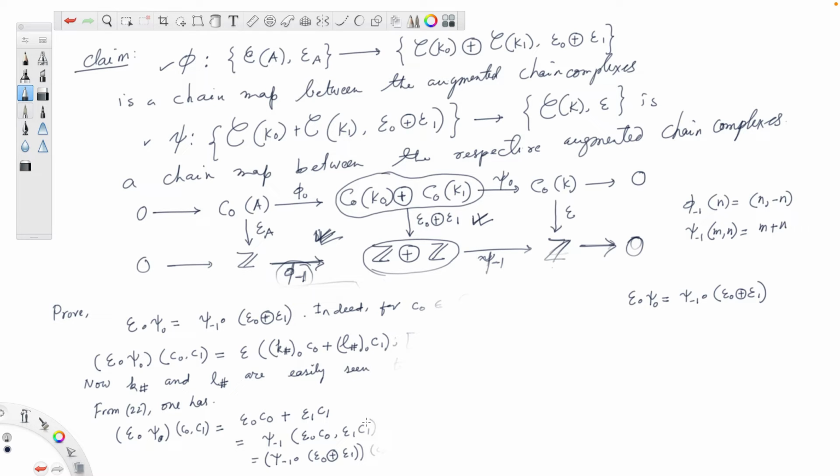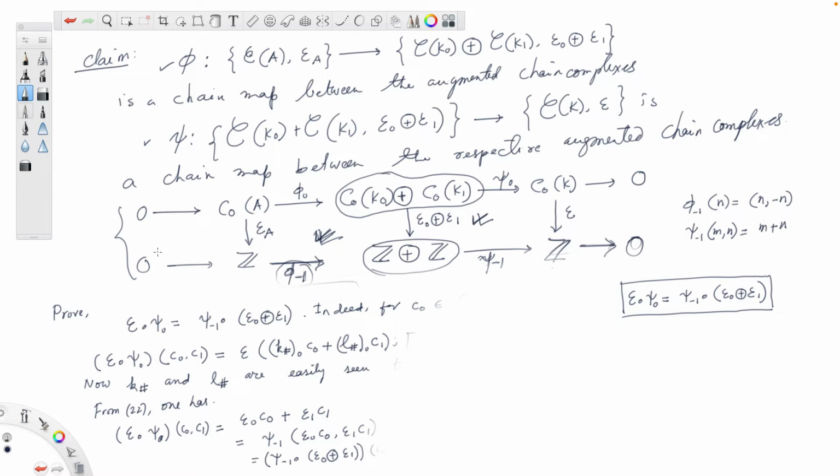Algebraic Topology 2. So in the previous segment we proved that the right hand square in this diagram also commutes. In other words, we proved this equality, which means that this diagram is a commutative diagram, and in other words, it means that these two maps, phi and psi, are augmentation preserving.